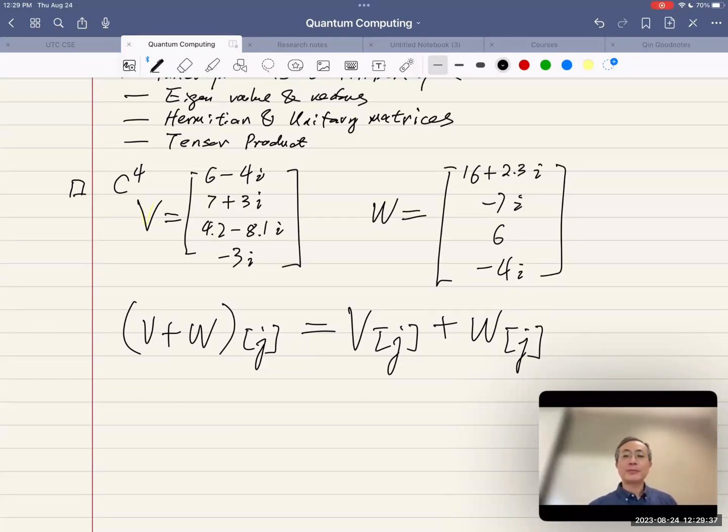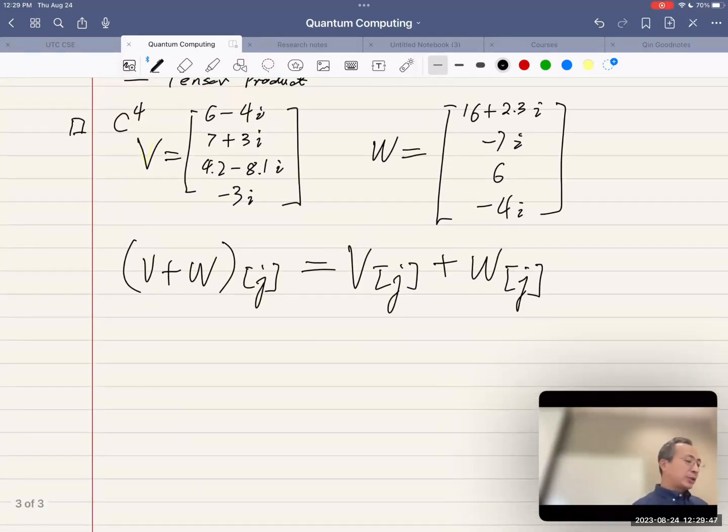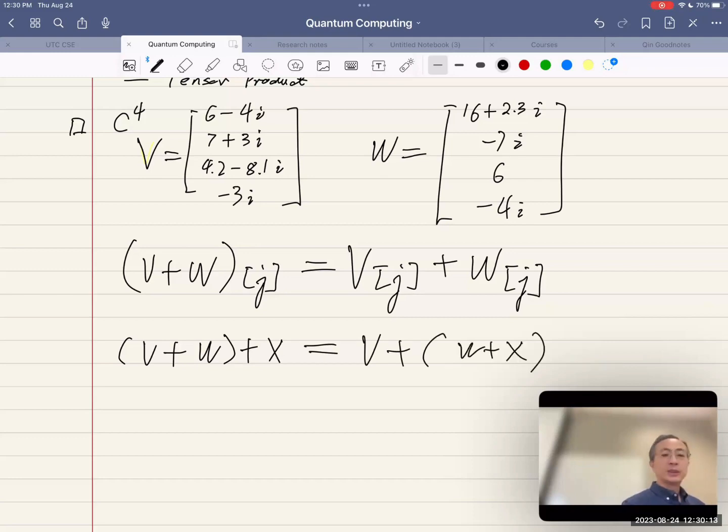So okay, I can just understand that as the definition or property, the way the arithmetic of the complex vector is operated. So there's another way: if we have three vectors, then we have v plus. That should be the same.